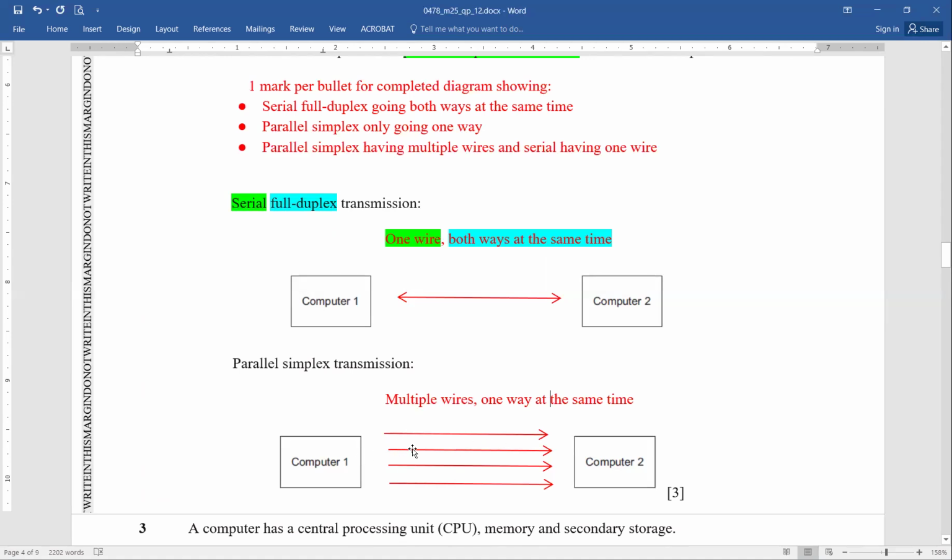Here the direction is from computer 1 to computer 2, one direction only, one way only, but there are multiple wires. Okay, understood? Parallel means multiple wires, and simplex means one direction. That is shown here, one way. One direction, one way at a time is the main thing. Understood this clearly? You will definitely score 3 out of 3 if you have written the small material properly, drawn the lines properly, and drawn the arrows properly. The marks are yours.